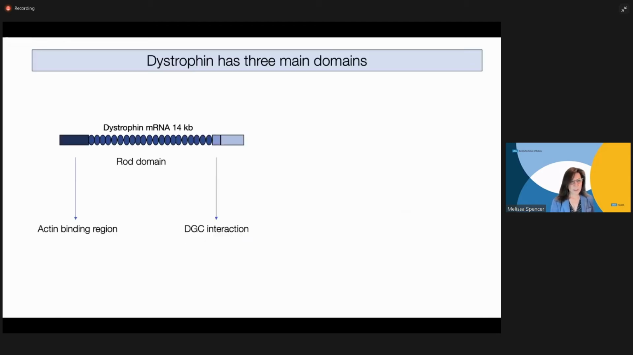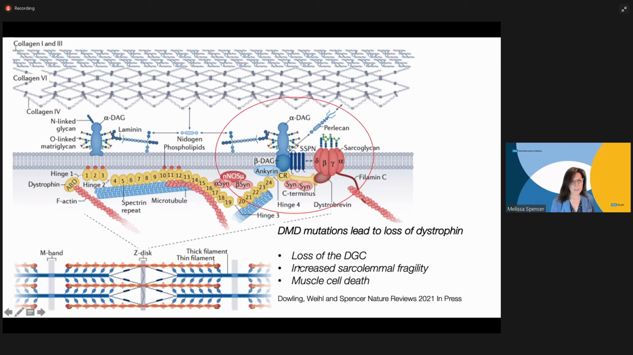And so let me just go back one. In the absence of this dystrophin protein, when you have mutations in the DMD gene, you lose this entire complex, and you lose an interaction between the extracellular matrix and the intracellular cytoskeleton. And this causes the cell to have an impaired sarcolemmal membrane, so it's compromised, and exercise and forces on the membrane cause rupture.